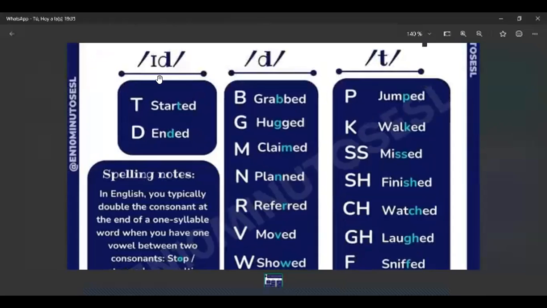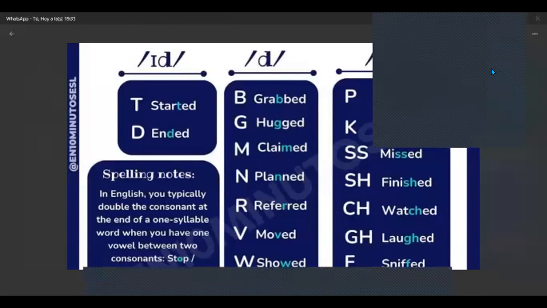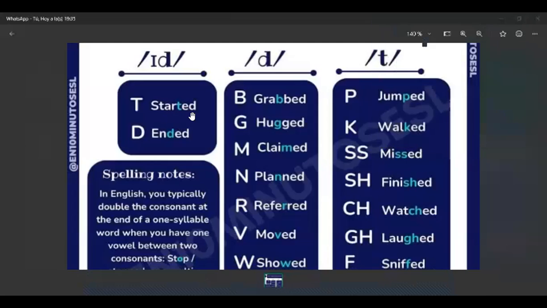Yo le aconsejo que se aprenda esta regla de cuándo se pronuncia id y cuándo se pronuncia d. Sabiendo estas dos reglas, usted va a saber que en el resto de los verbos la ed se va a pronunciar como t. Por ejemplo, all the verbs ending with letter t, started. No es started, ¿verdad? Es started, porque el verbo termina en T. Entonces, la ED va a ser id. O también los verbos que terminan en D. Por ejemplo, end, terminar. En pasado, I ended. O sea que porque el verbo termina en T o en D, la ED se va a pronunciar id, started, ended, y hay más ejemplos, ¿verdad?